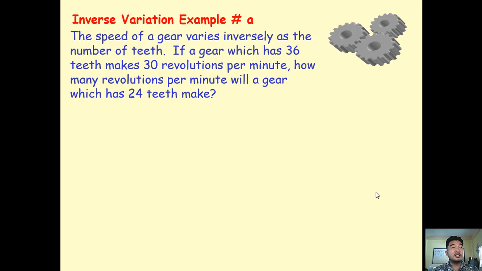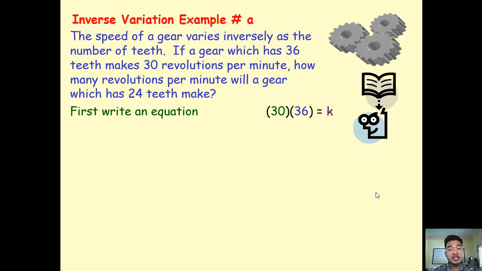If you want to try this problem, just pause the video, and if you want to check if your answer is right or wrong, just continue playing the video. The first step is to write an equation here. We know that for us to solve for the constant of variation ng isang inverse variation, we multiply x and y. And our x here is 30 and our y is 36. So k is equal to the product of 30 and 36, which is 1080. So we already have 1080 as the value of our k.